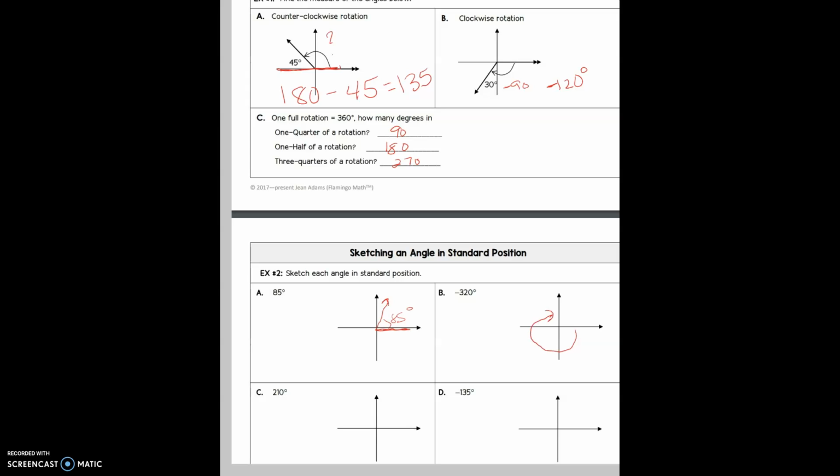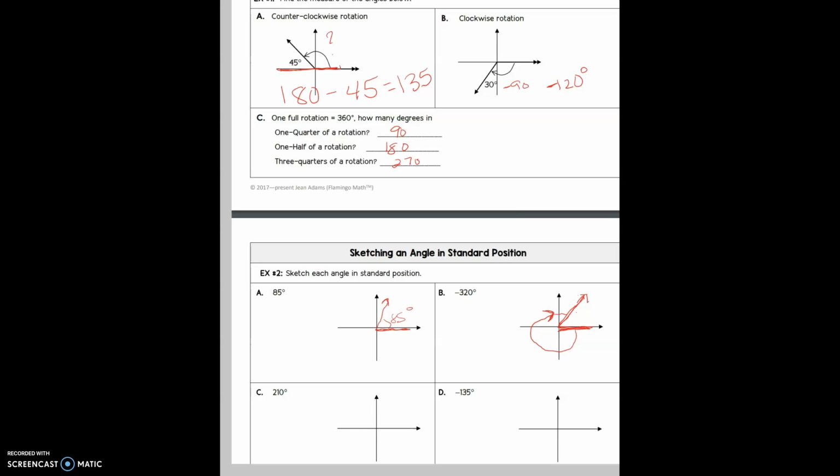Well, this piece right here is negative 270, right? Negative 90, negative 180, negative 270. Well, we still need to keep going. Then we're going to go a little bit more, and this whole rotation right here is the negative 320 degrees. Again, this being the initial side.